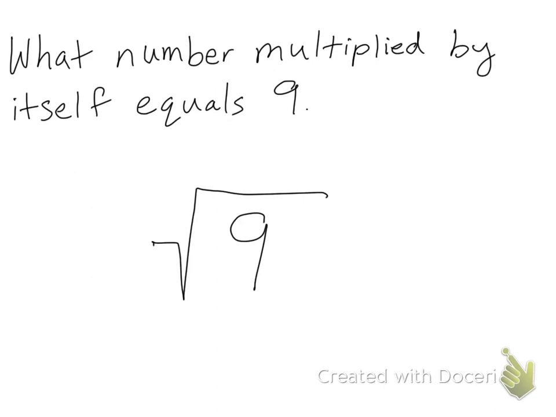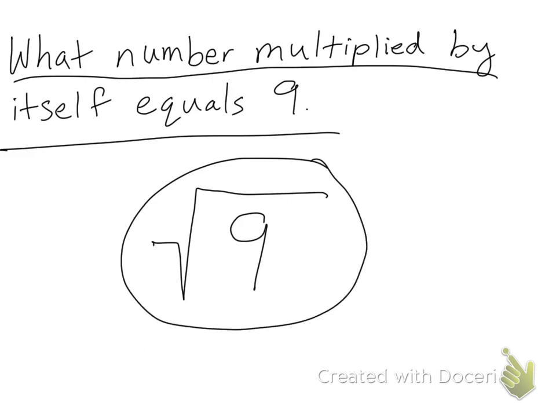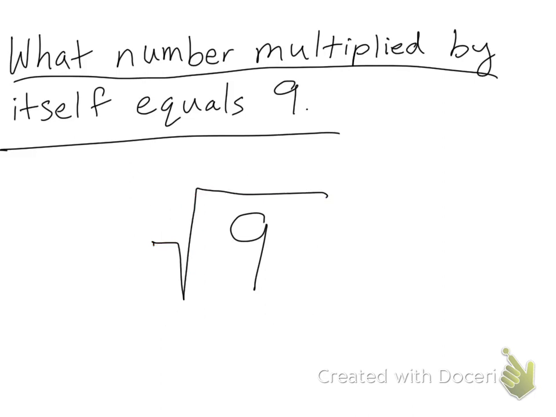So instead of writing out the words, what number multiplied by itself equals 9, like this, we could write that out in a big, long sentence. Mathematicians use this symbol instead. This is called a square root symbol. It looks kind of like a funny division symbol. And that symbol means what number times itself equals 9. So the square root of 9 equals 3 because 3 times itself equals 9. So we'd say the square root of 9 is 3.